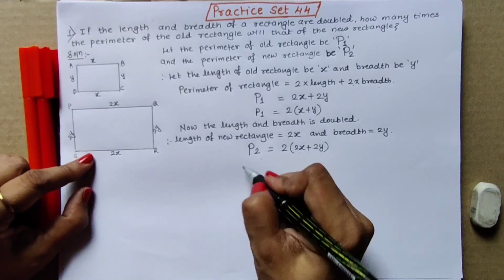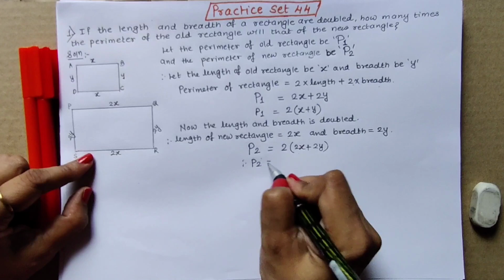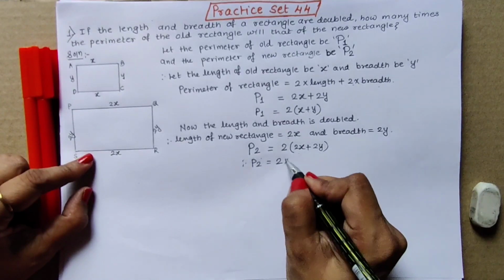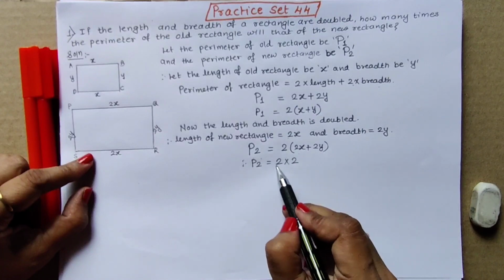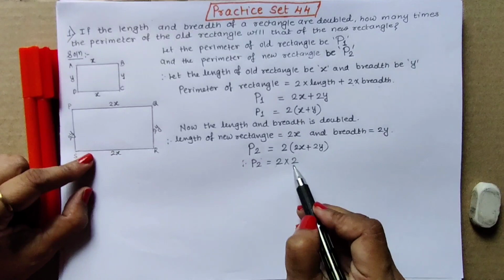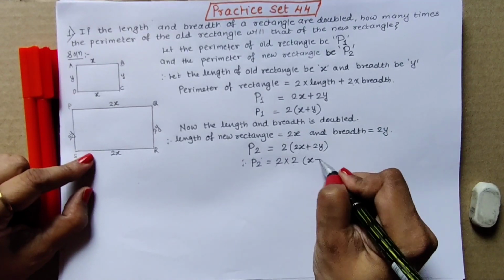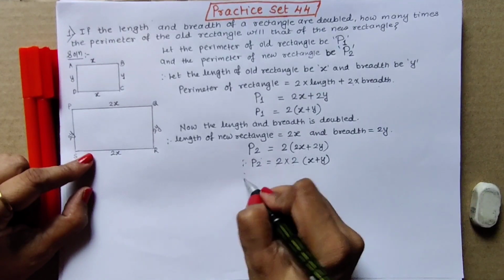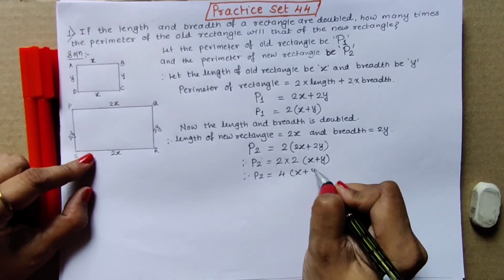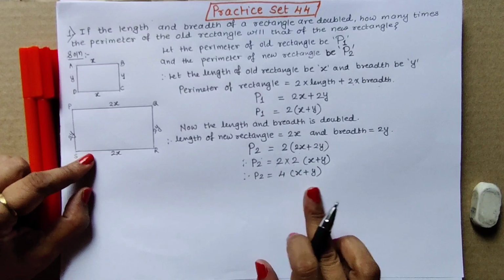Again 2 is common here. So P2 is equal to 2 times, and from 2x plus 2y, again 2 is common. This 2 we have written from the previous step, and from here we have taken out 2 common. What is remaining? x plus y now. And now P2 is equal to 2 2s are 4, (x plus y). So the perimeter of the new rectangle is 4 into (x plus y).